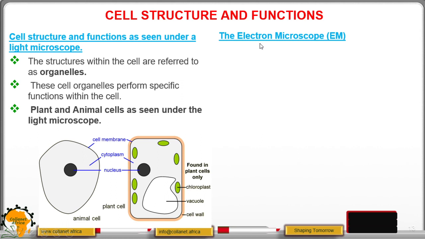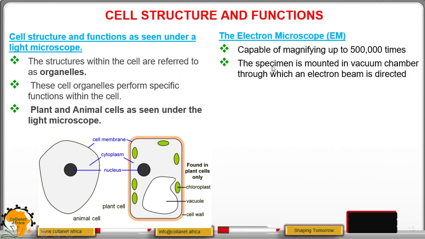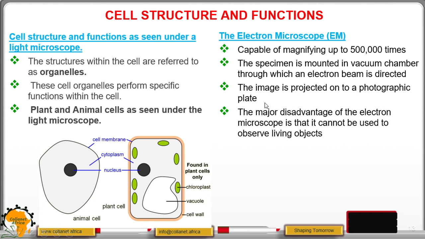We move to the electron microscope, which is capable of magnifying up to 500,000 times. The specimen is mounted or placed in a vacuum chamber through which an electron beam is directed, and the image is projected on a photographic plate. However, it has a disadvantage that it cannot be used to observe living specimens. It is limited to dead specimens. The advantage is high magnification and resolution power.